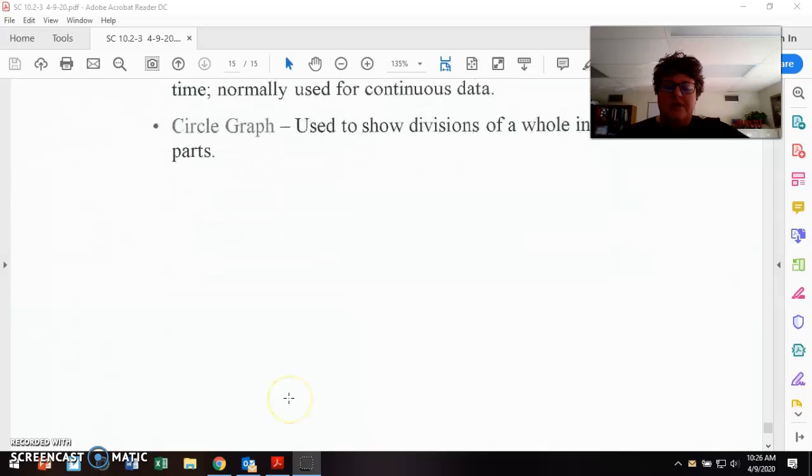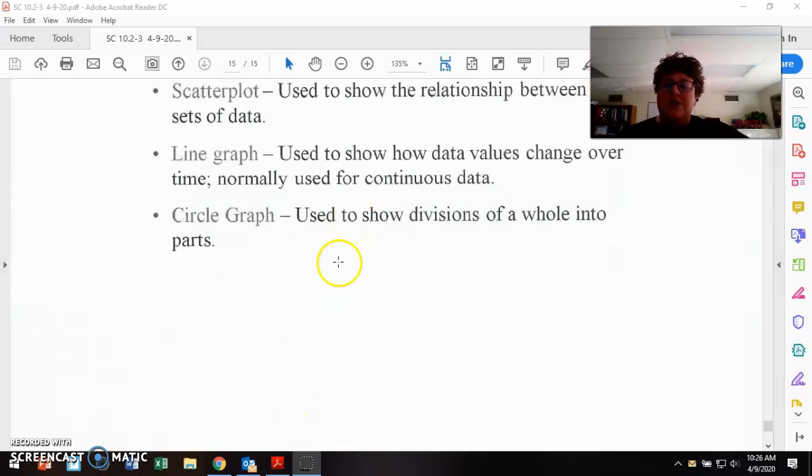The key for this section is to make sure that you understand what your types of graphs are. You understand, if you were asked to create one, could you create it? And then the second thing is reading the graph. So can you understand a graph? Can you create a graph? Can you read a graph? That's the important thing about this section.